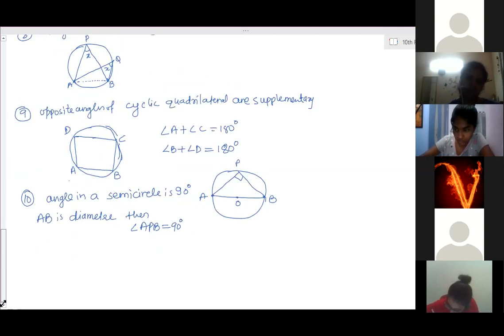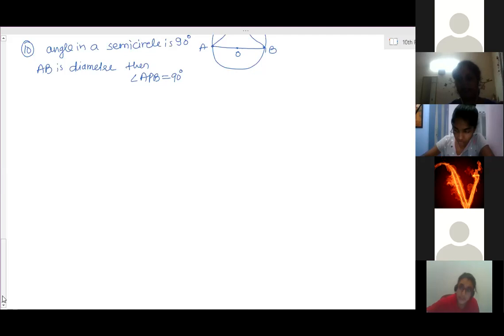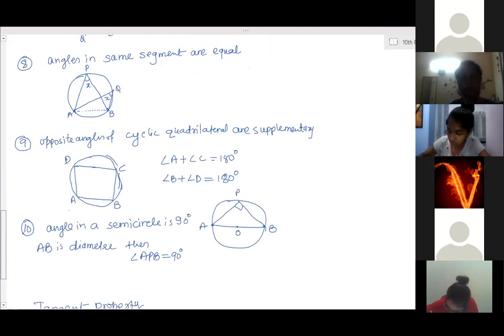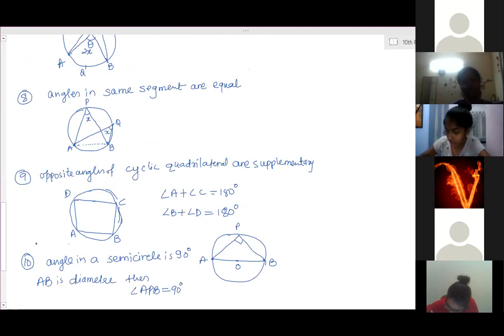Now the tangent, this chapter, we have to learn tangents. Tangent property. Ma'am, can you scroll a little up? Clear? Done? Yes, ma'am.